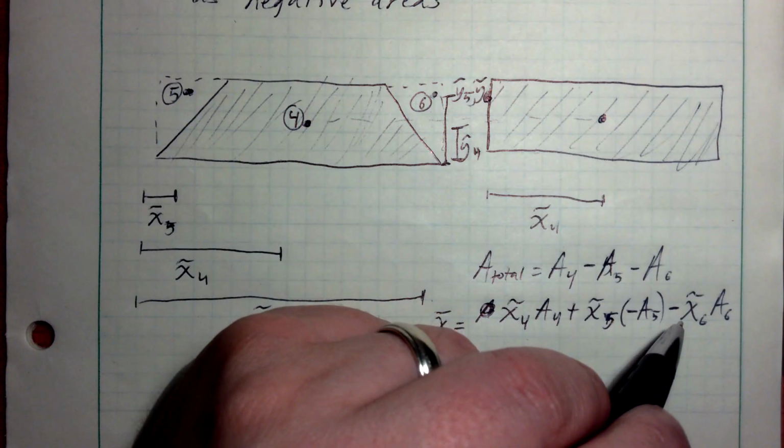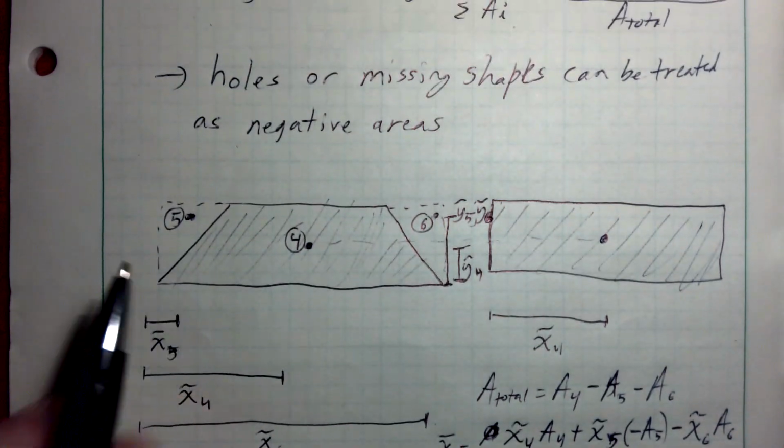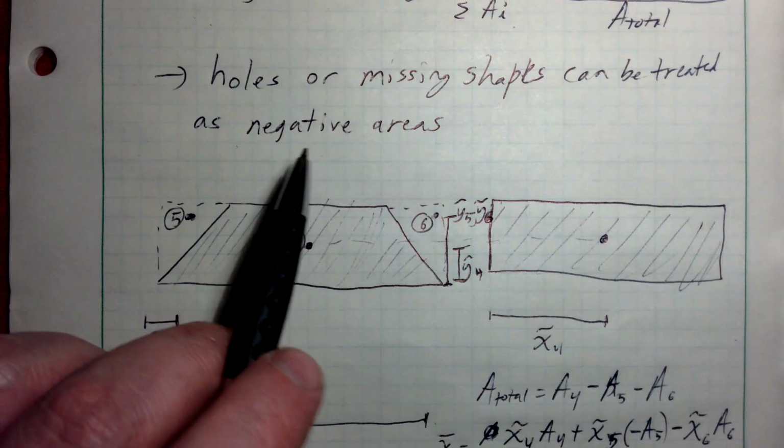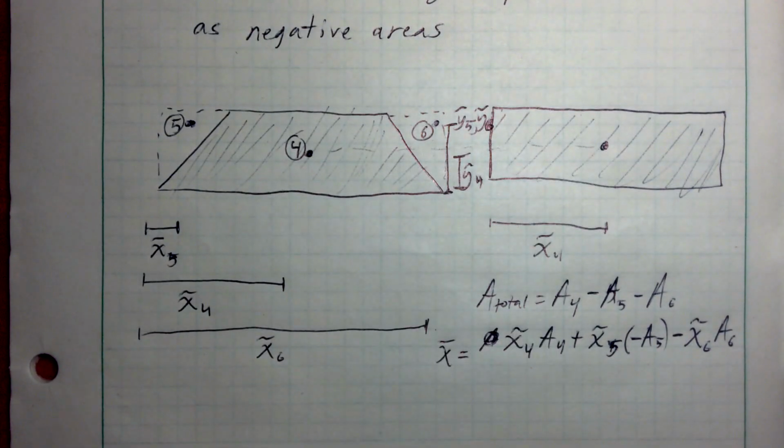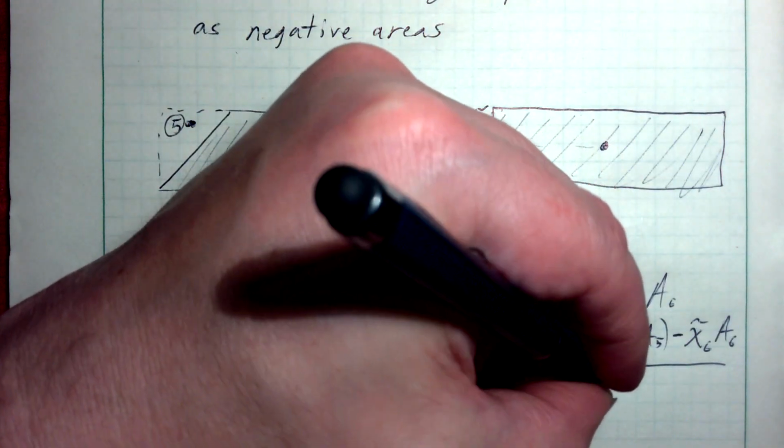You could also just simply, like for shape 6 here, say x tilde 6, A6, but just make sure this one gets subtracted. So the area has a negative sign for the holes. That's the whole point here. Holes or missing shapes can be treated as negative areas. So mathematically, plug in a negative area, and then again divide by the total area.